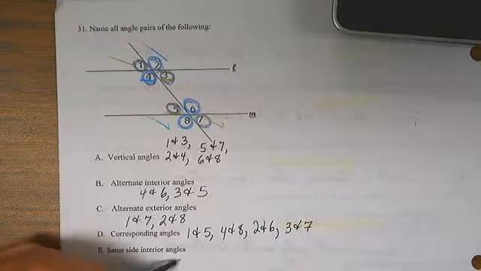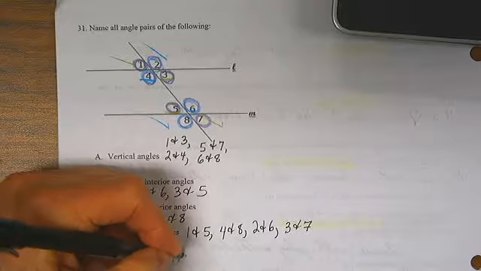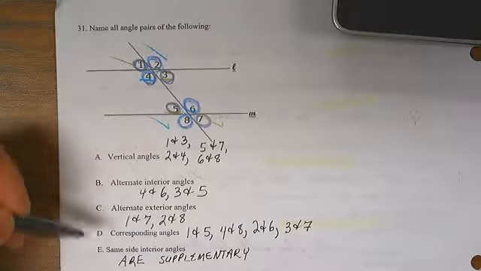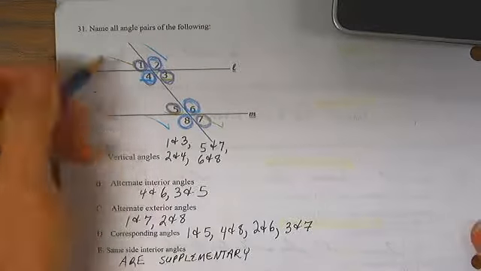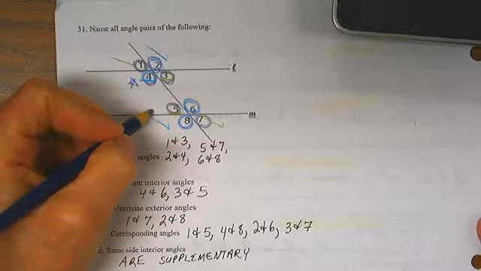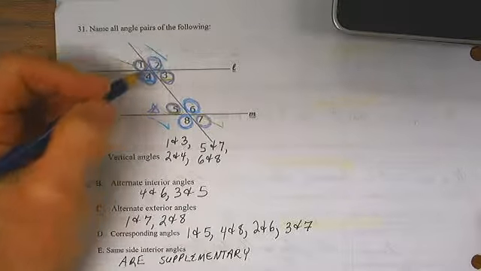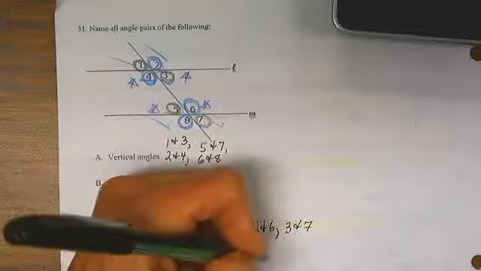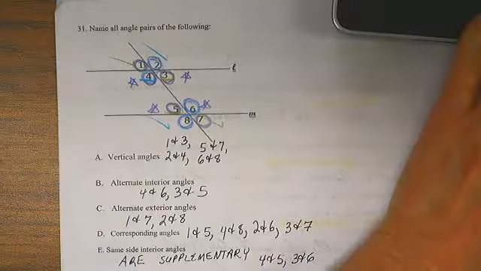However, same side interior angles are supplementary. Same side supplementary angles are 4 and 5, 3 and 6. Review Part 2 is complete.